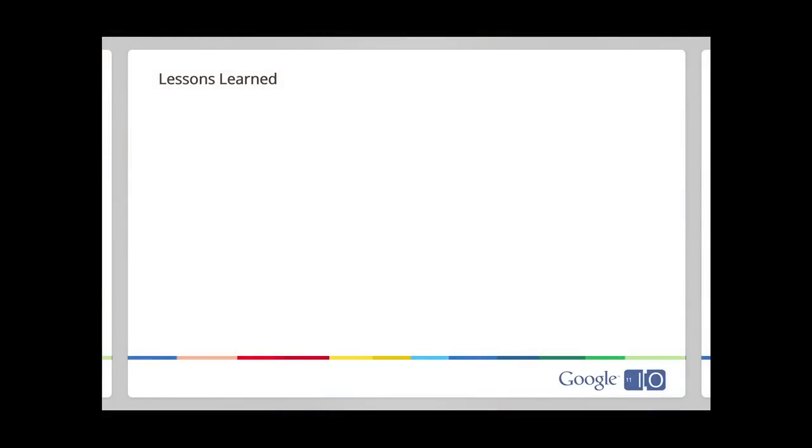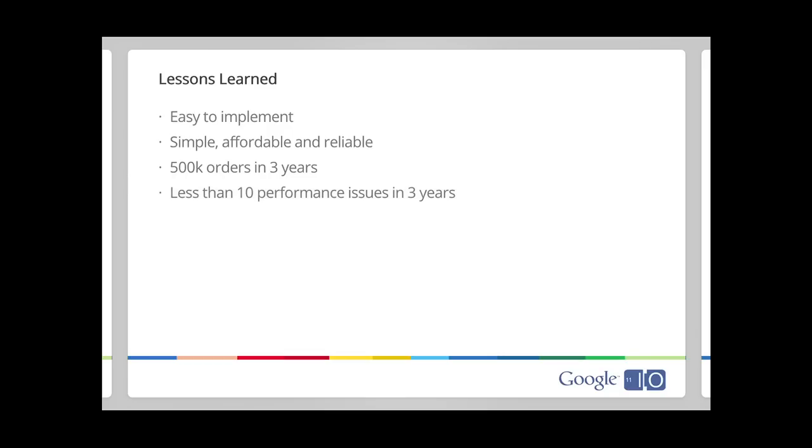So let's wrap it up with the lessons learned over the last 3 years of using Google Checkout exclusively. First off, it's easy to implement. Like Mihai said, it can be set up in less than 1 day. Google Checkout is simple, affordable, and reliable. We've processed over $13 million in revenue within our 3 sites and have processed over 500,000 orders from Baby Steals alone in the last 3 years. We've had less than 10 performance issues over that period of time, all of which have been resolved and fixed the same day. Google is a trusted brand.